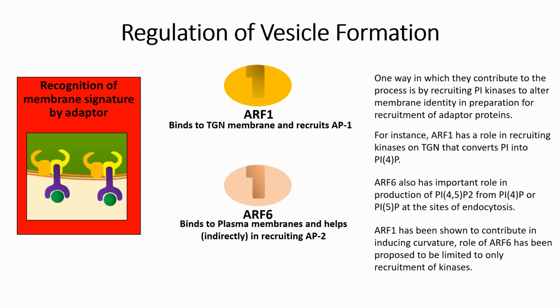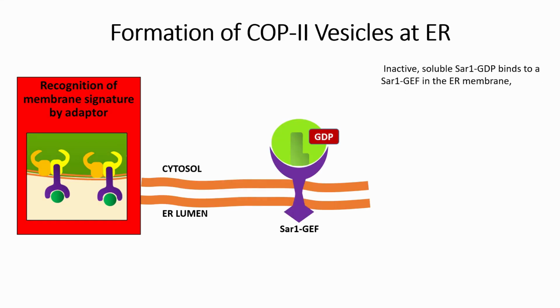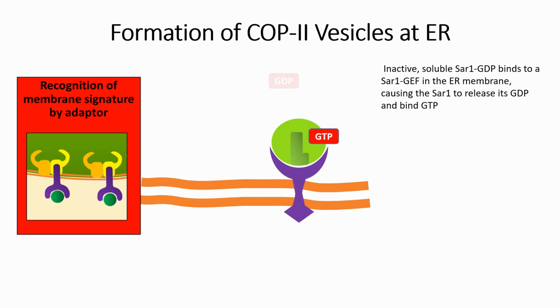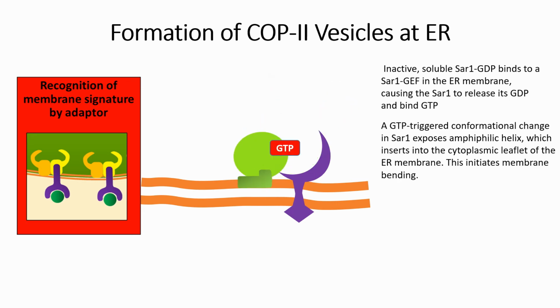COP2 vesicle formation at the endoplasmic reticulum is initiated when inactive soluble SAR1-GDP binds to SAR1 GEF in the ER membrane, causing SAR1 to release its GDP and bind GTP. A GTP-triggered conformational change in SAR1 exposes an amphiphilic helix, which inserts into the cytoplasmic leaflet of the ER membrane. This, although not shown in these animations, initiates membrane bending.